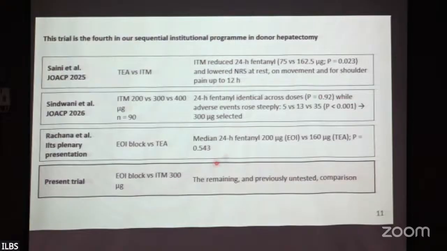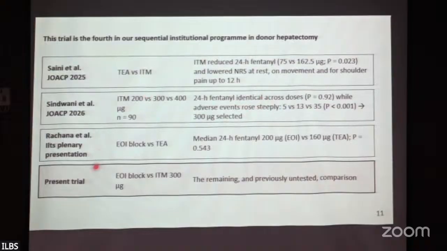My trial is actually the fourth in the sequence of trials that have been done in our institute in donor hepatectomy. Initial trials focused on comparing the historic gold standard, thoracic epidural analgesia, with intrathecal morphine. Then we did a study comparing different doses of intrathecal morphine, like 200, 300 and 400, and we found that 300 micrograms of morphine is safe and it can be given for all population.